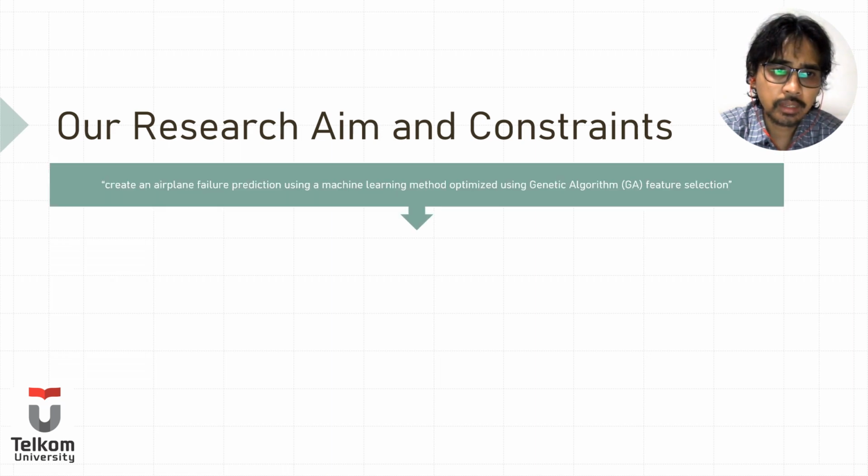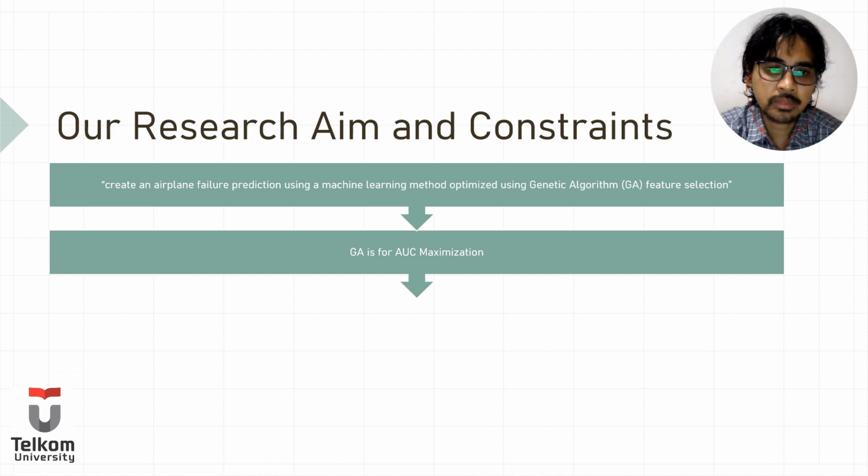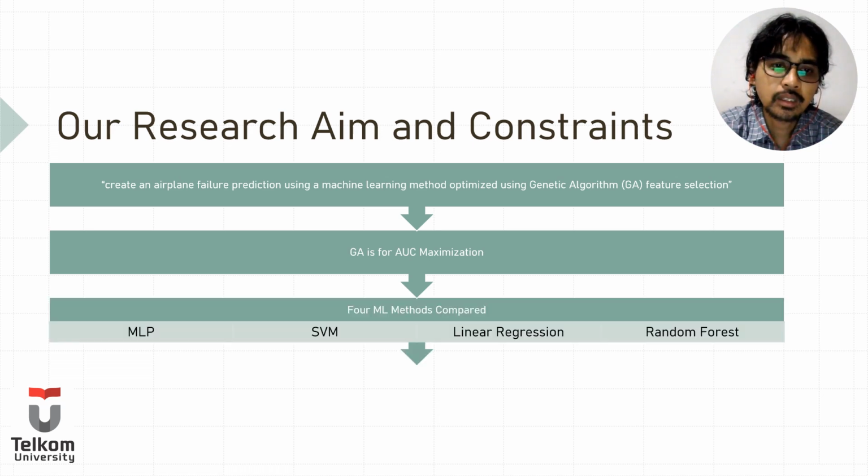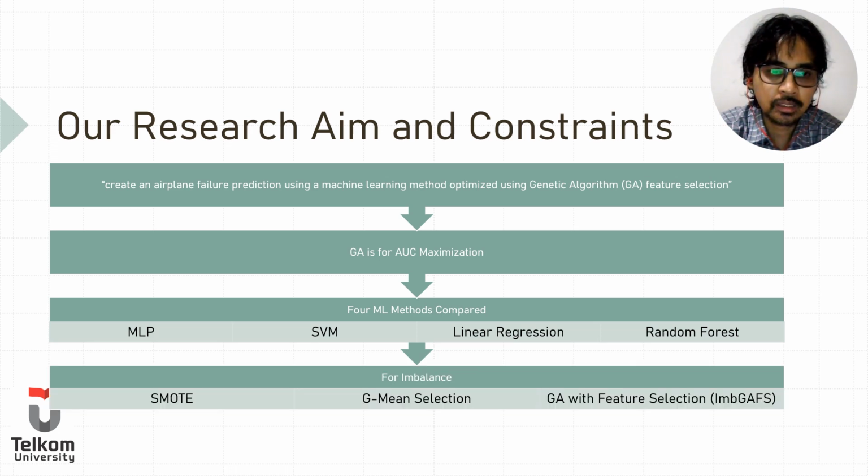So our research aim is to create an airplane failure prediction using a machine learning method optimized using genetic algorithm, or GA feature selection. The GA here is to optimize the AUC, or for AUC maximization. The four machine learning methods are compared. Earlier we mentioned they are MLP, SVM, linear regression, and random forest. And for the imbalance, we use SMOTE and G-mean selection, and lastly we use GA with feature selection, or our novel method called ImbGAFS.